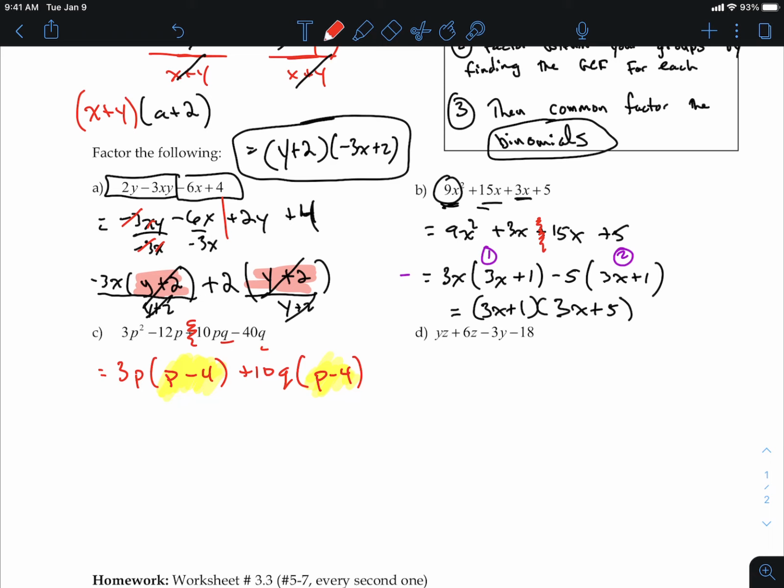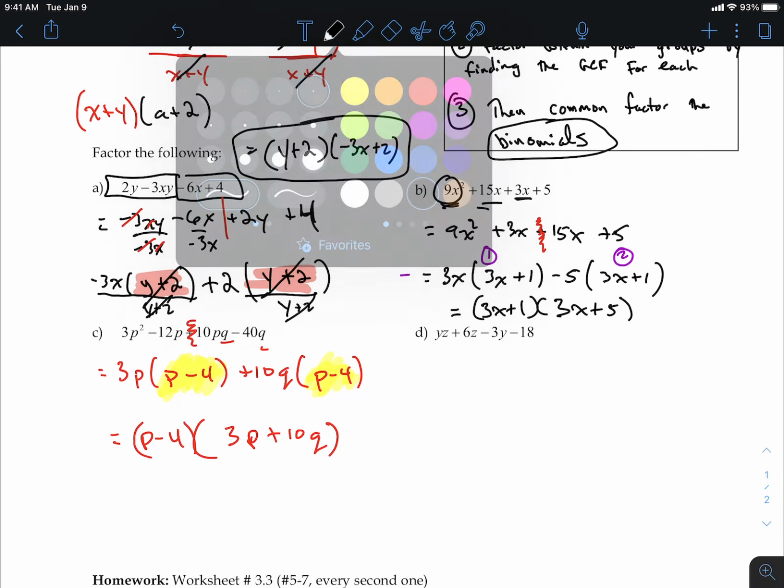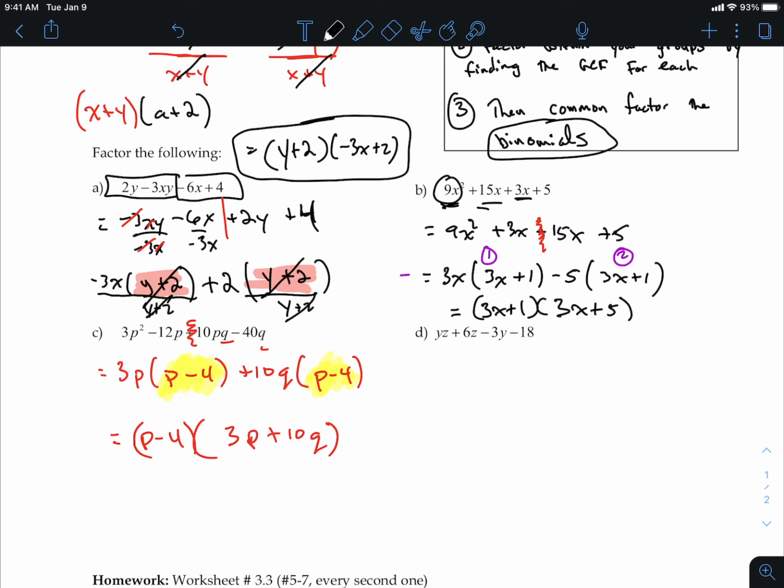So now you're left with, okay, I can factor out the p minus 4 out front. And then what's left? 3p plus 10q. Okay, one more. I think there's some rearranging to do with this one. The last one? No, try to get it all.